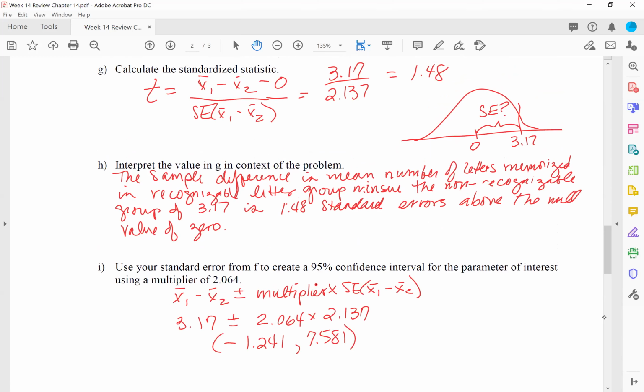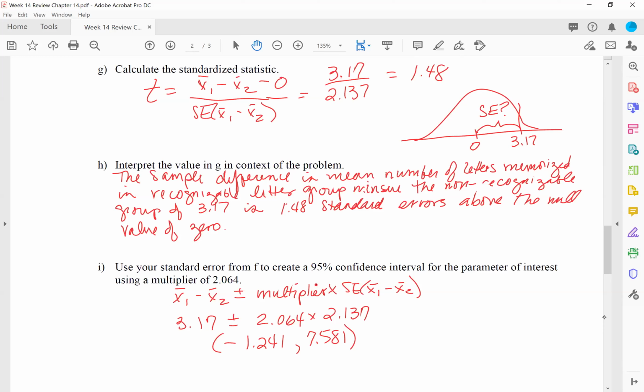So looking at this confidence interval, how do we know that we have little to no evidence against the null using the confidence interval? Is it because 3.17 is in the middle of it, or is it because the 1.48 doesn't even reach 2? Okay, so the 3.17 is always going to be in the center of the interval because I used it to create the interval. Oh yeah, of course.